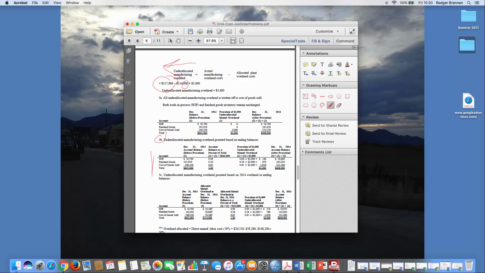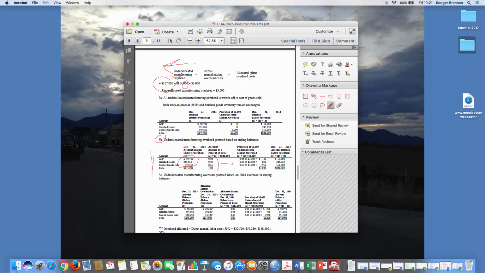The way I would do that is by taking their ending balances here, which equal 845,000, and then figure out, of that amount, what percent is work in process? What percent is finished goods? What percent is cost of goods sold? Generally speaking, cost of goods sold will be a huge percentage of it. Then take those percentages, the 6, the 29, and 65%, and multiply them times the 3,000. So I would add 180 to the work in process, the 870 to finished goods, and the 1950 to the cost of goods sold.